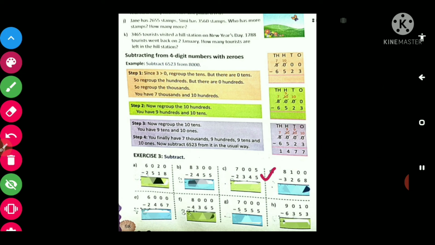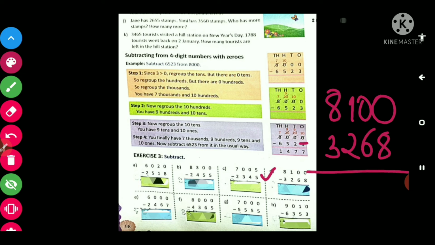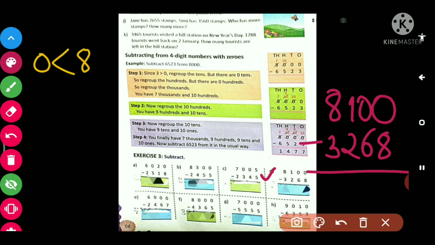Now see the last one, that is D part. So 8100, we have to subtract it with 3268. So now see the ones place value, 0 is there, so we know that 0 is less than 8, so we have to regroup this 0. Now this 0 is also less than 6, so we have to regroup this one also. So now it will borrow it from this number, that is 1, that is placed in 100 place value.